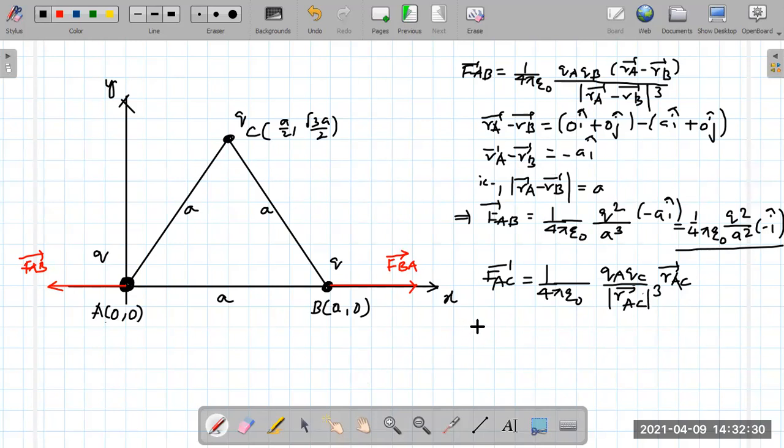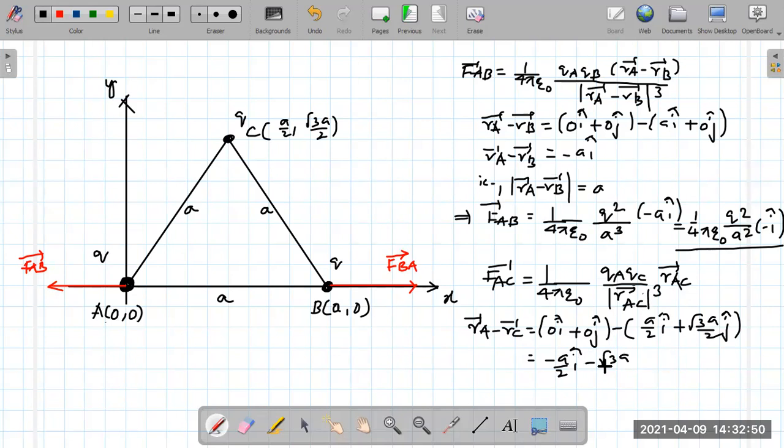So here, position of A minus position of C, that will be how much? 0 i cap plus 0 j cap minus C, which is at A by 2 i cap plus root 3A by 2 j cap as its position vector. So this will be minus A by 2 i cap minus root 3A by 2 j cap, the position of A with respect to C. You can simply call this R_AC. Then what will be the magnitude of R_AC here?